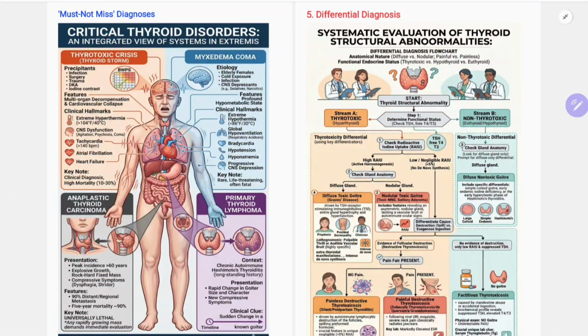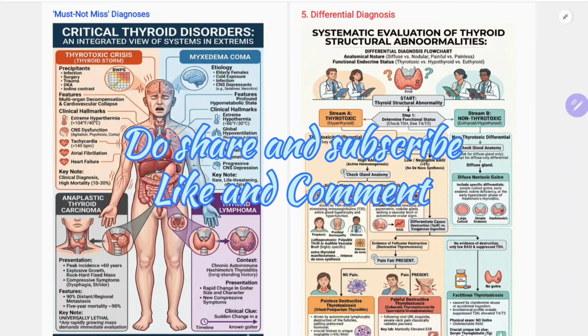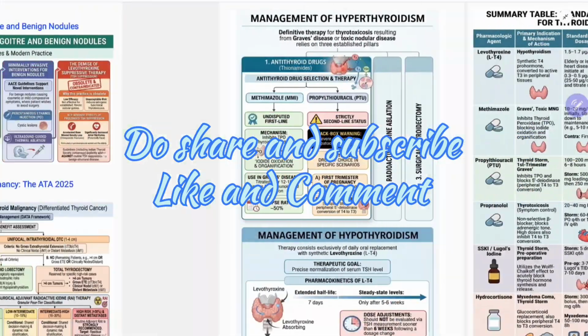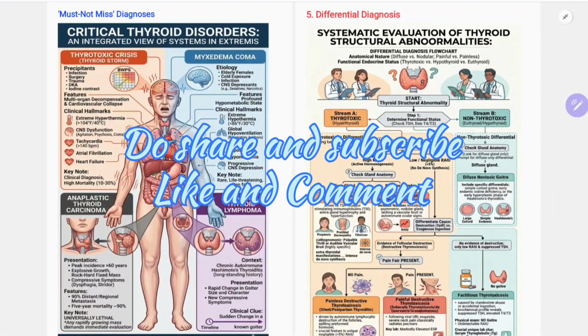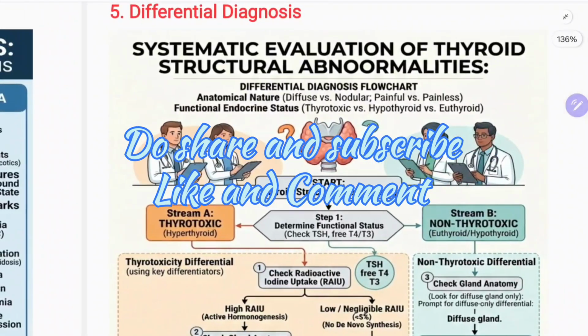So let's complete this topic of Goitre and Thyroid Nodule. It's a very small topic which remained, which we have left. So we'll finish it off. Let's begin with the name of Almighty.